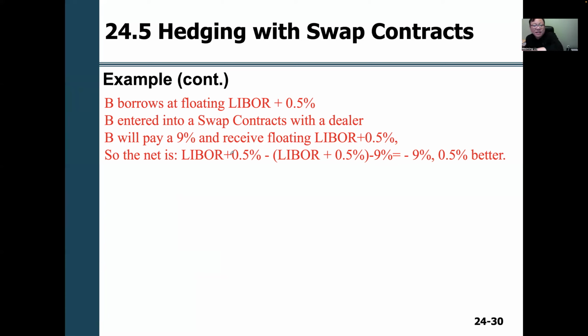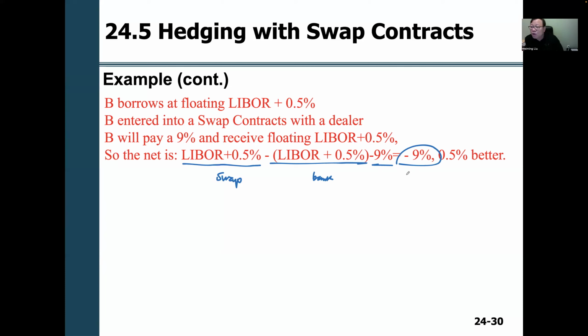His net is he receives from the swap LIBOR plus 0.5%. This is from the swap received. A minus he's paying back to the bank, and the minus he's paying to the dealer. So the net cost for company B is a fixed 9% interest rate.